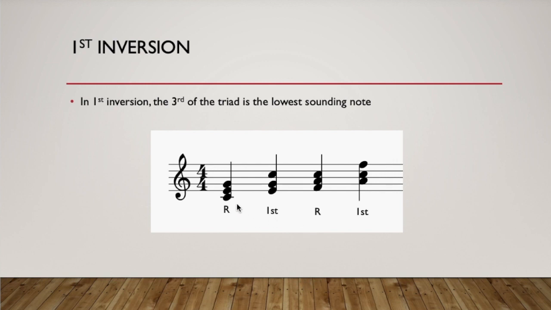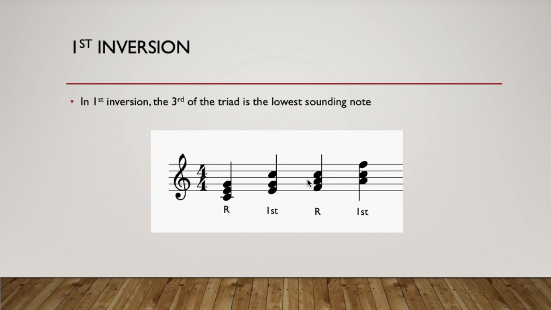So if we take the root, see here we have our C major triad and our root is C. And if we take that root and move it up an octave, so now your C's up here, and now the third becomes the lowest sounding note, we say this is first inversion. And we can do this with any triad of any quality in any key.